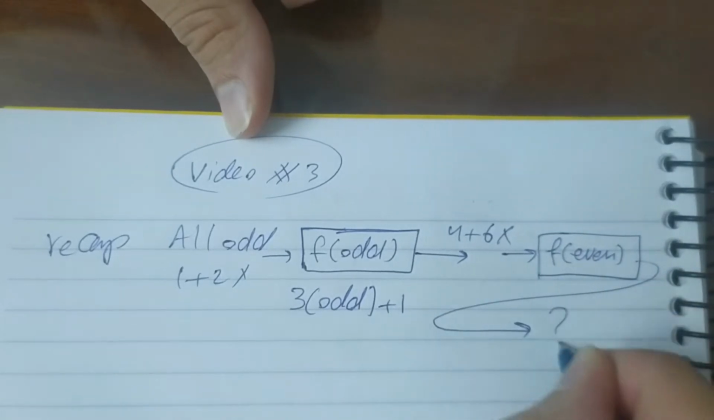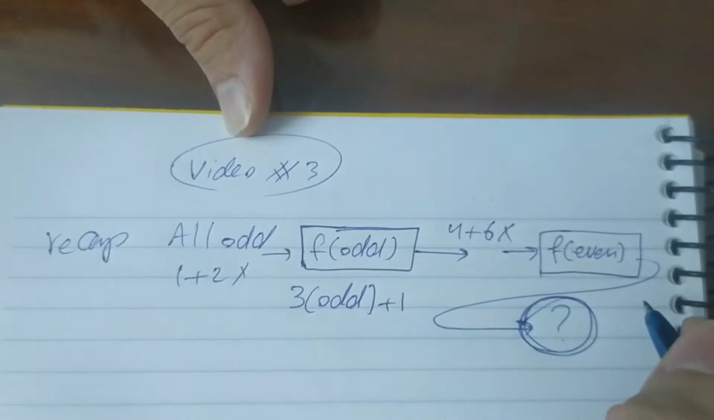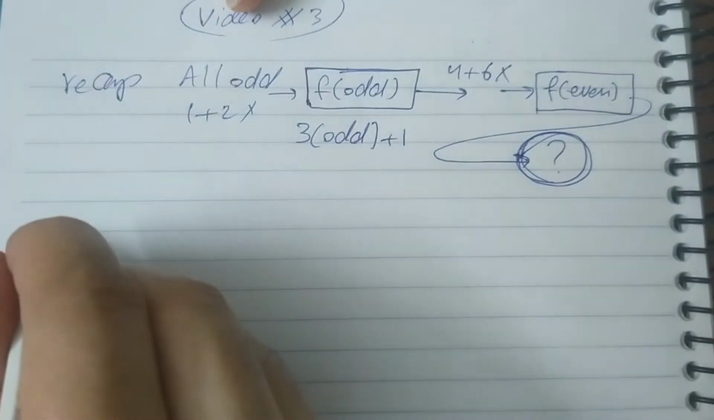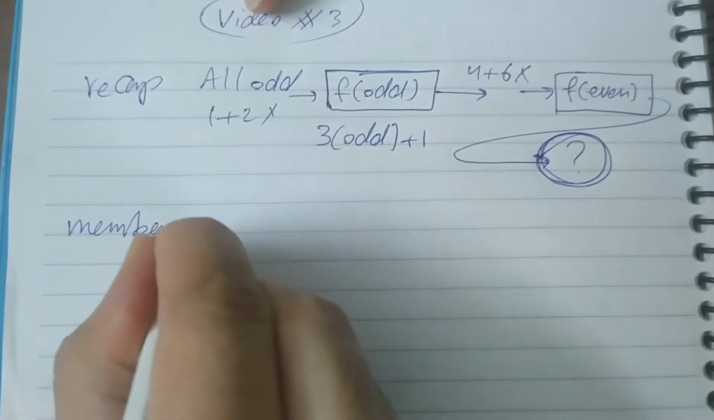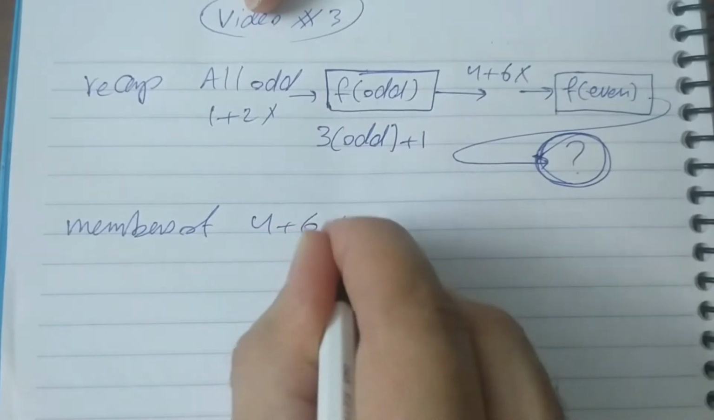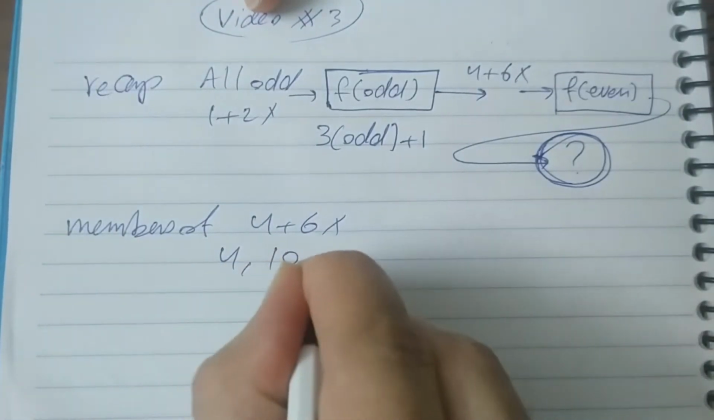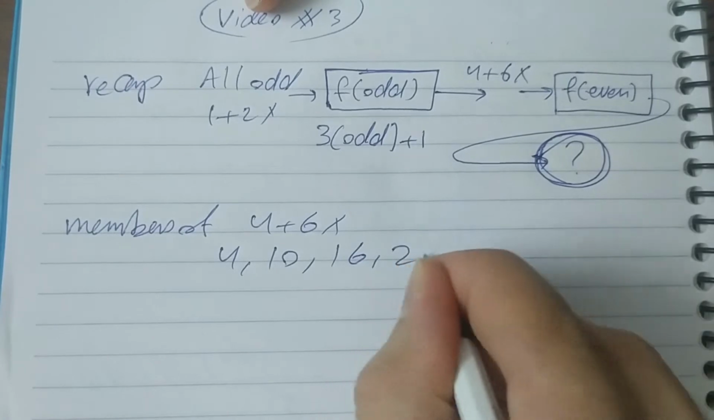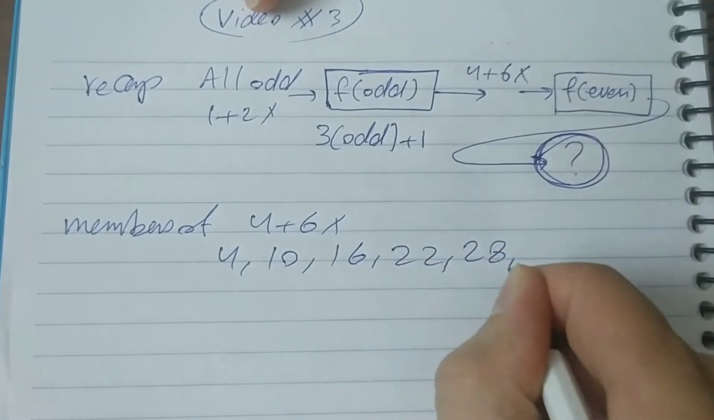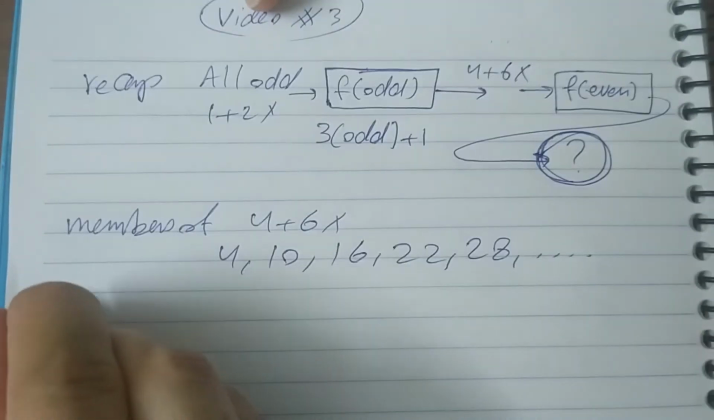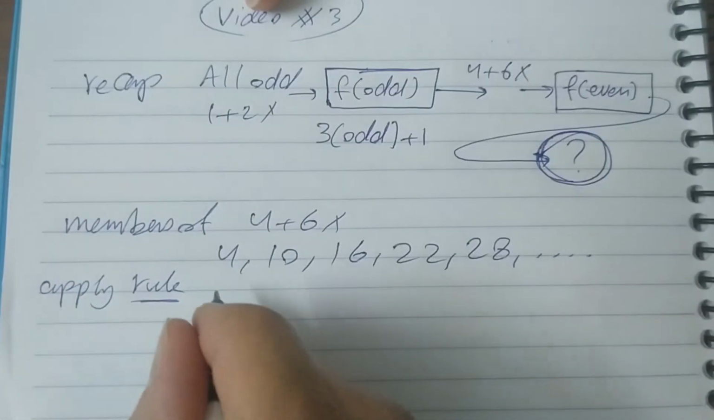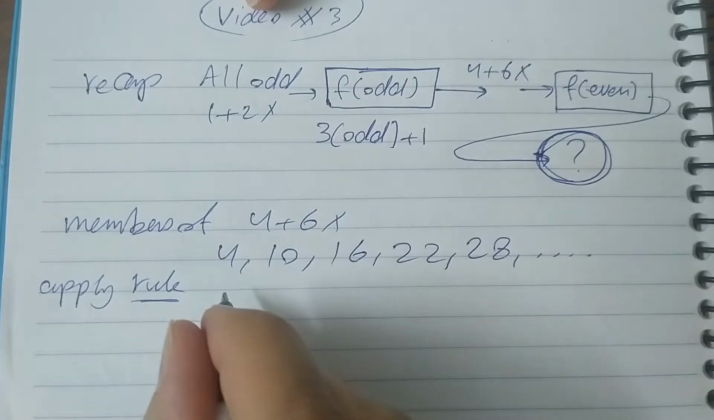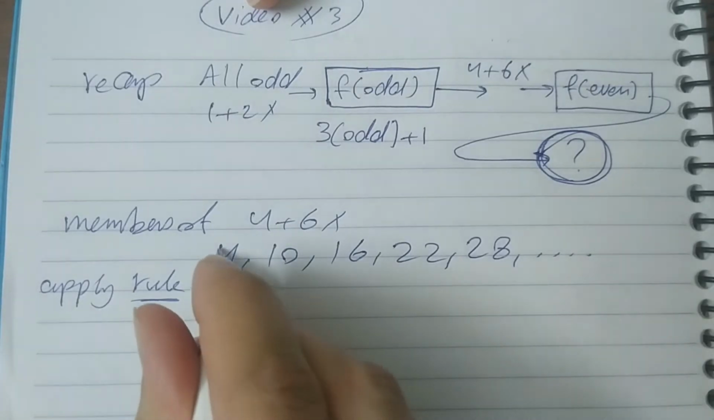Okay, and let's see what is the outcome of this. First, let's talk about the members of 4 plus 6x. They are 4, 10, 16, 22, 28, and so on. If we apply the rule for even numbers, it tells you to keep dividing by 2 until you reach an odd number, right? So let's apply this rule.